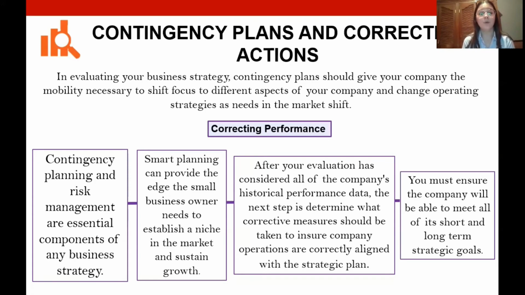After your evaluation has considered all of the company's historical performance data, the next step is to determine what corrective measures should be taken to ensure company operations are correctly aligned with the strategic plan. Many times, making corrections to a strategic operation will force change that will cause objections. Yet change is an essential element of the controlling process.